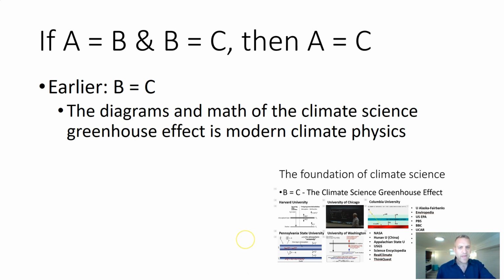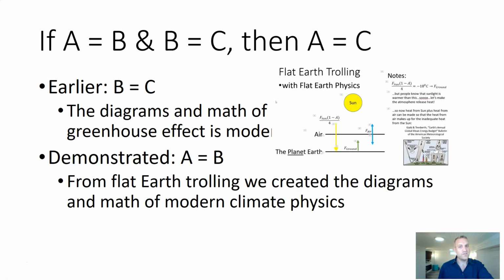The diagrams and the math of the climate science greenhouse effect is modern climate physics. And we see that this is ubiquitous. It's everywhere. Everywhere you go, you have this. So B equals C. Uh-oh, but what did we just do? We just did A equals B. We just did flat earth trolling, and in flat earth trolling, we created the diagrams and math of modern climate physics. Well, did we troll, or did we just do some super good physics? Maybe I wasn't trolling at all. Maybe I was doing some super good modern physics for us all to believe in.